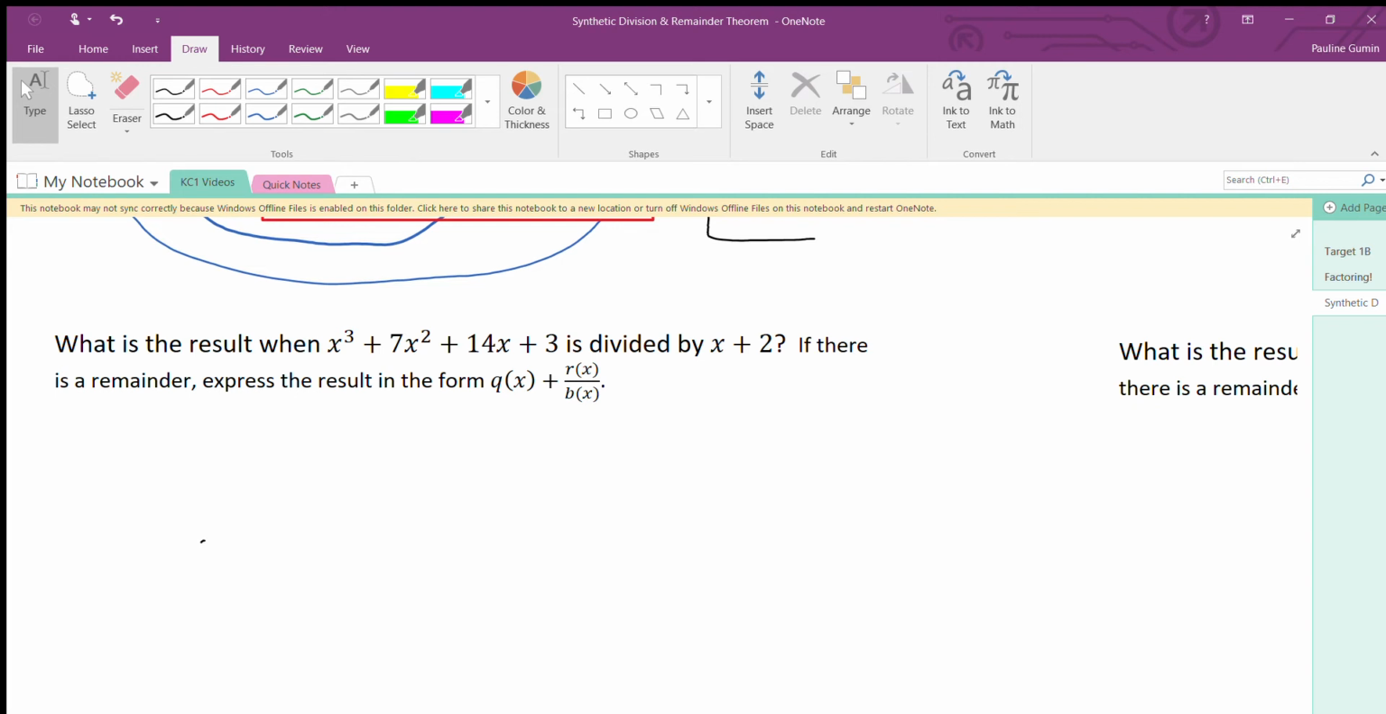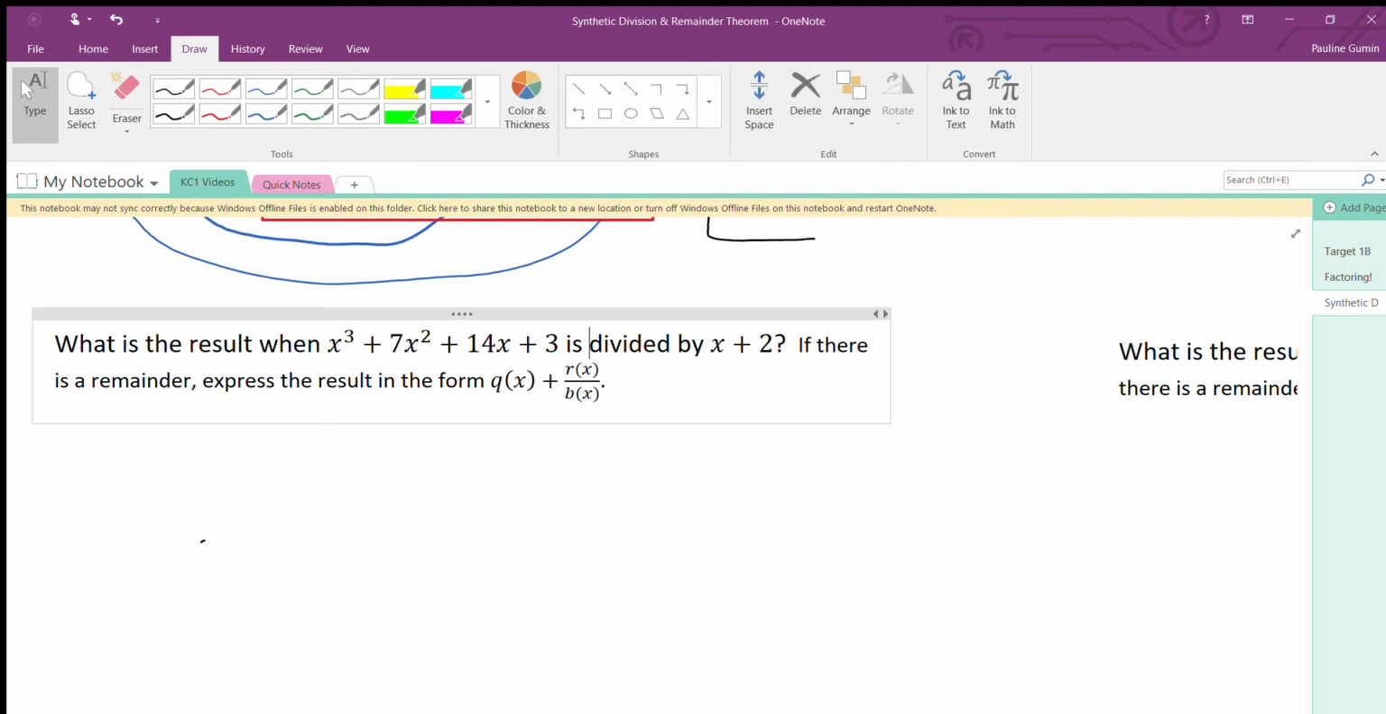Okay, what is the result when x to the third plus 7x squared plus 14x plus 3 is divided by x plus 2? If there's a remainder, we're going to express the result in the form of q of x plus r of x over b of x. Q of x is our quotient, that's going to be our answer. R of x is that remainder, the number, and b of x is going to represent what we're dividing by.